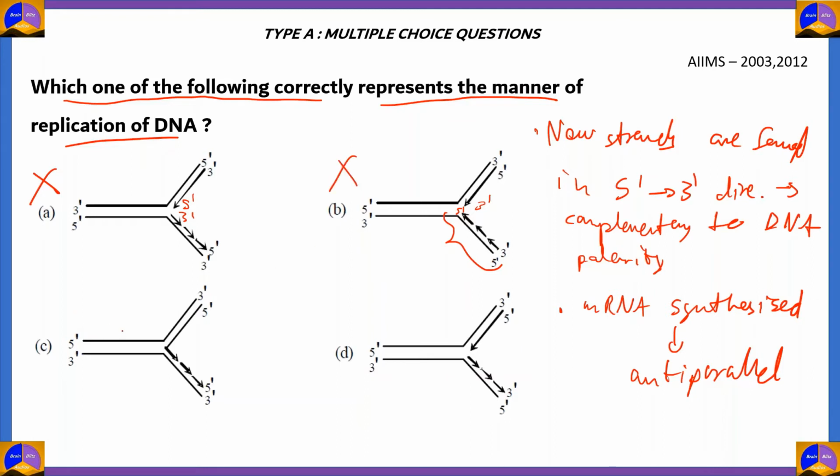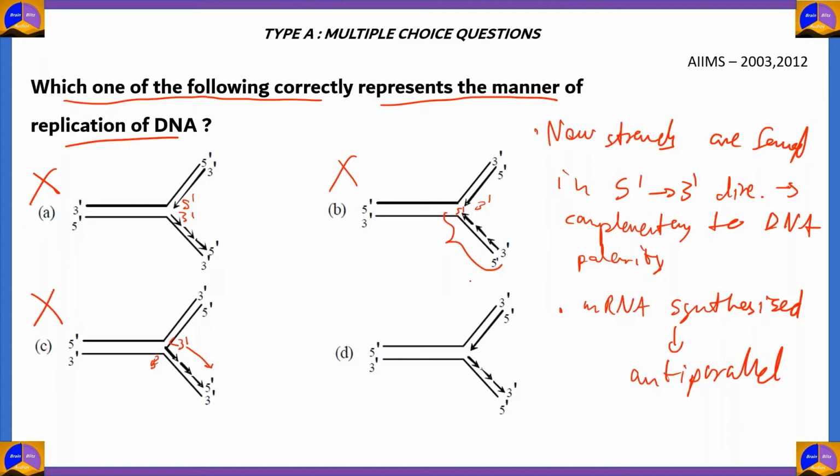What about option C? Now in option C, you notice that both the DNAs are anti-parallel and they are correct. If you look at the mRNA, you find that the leading strand is from 5' to 3'. However, the lagging strand is from 3' to 5'. Again, a breach in the direction rule. New strands are always formed from 5' end to 3' end. So option C is incorrect.